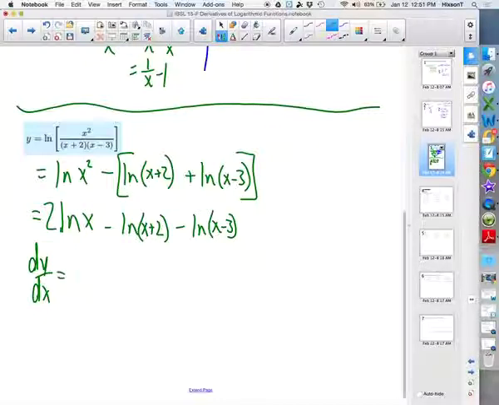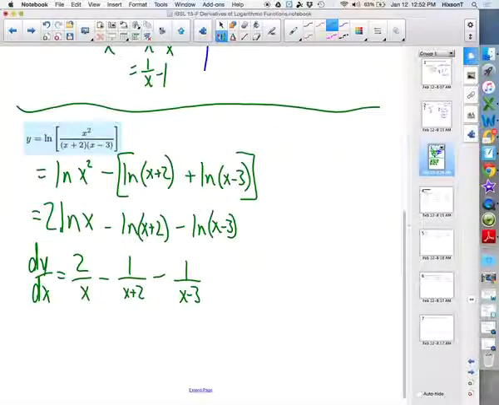So we have 2 times natural log of x. What's our derivative there? 2 over x. Minus 1 over x plus 2, times the derivative of the inside, which is just 1. Minus 1 over x minus 3, and the derivative of the inside is 1 again, so it's just that.